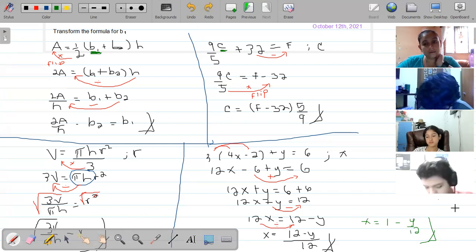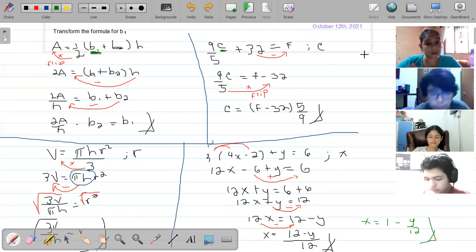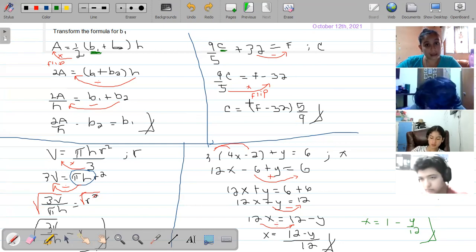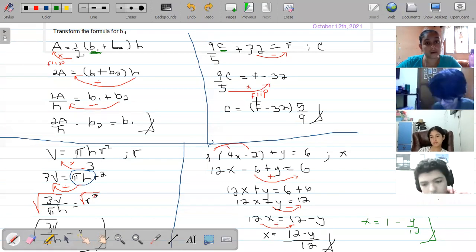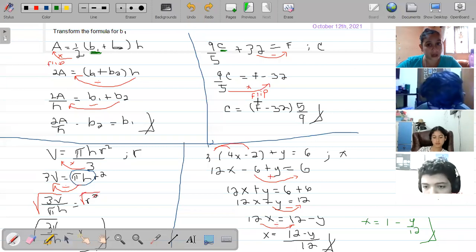Questions? No questions? Okay, then. This is the review for transformation of formulas. Next class, we're going to practice equations, multi-step equations with variables on both sides. Okay, and basically this will be the review for before the exam.